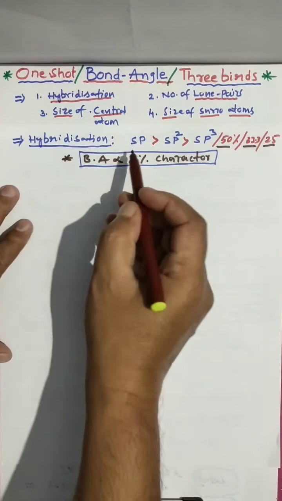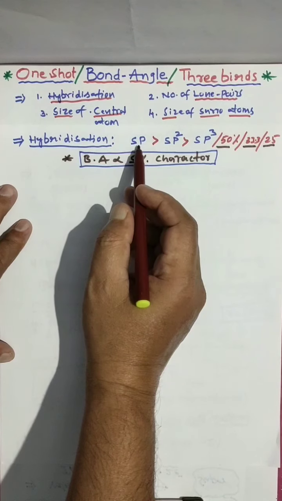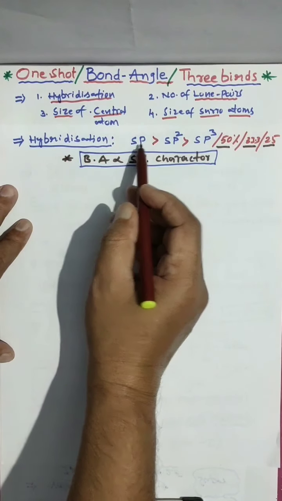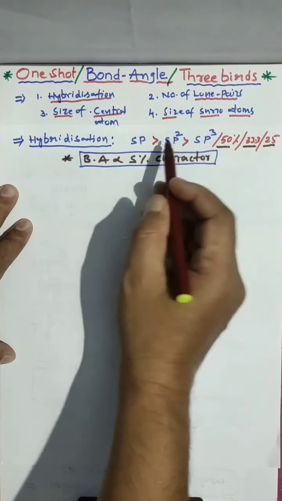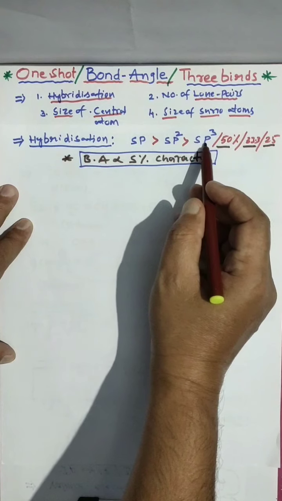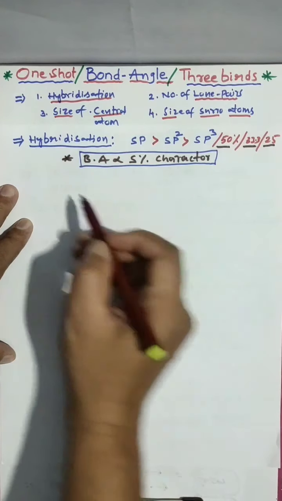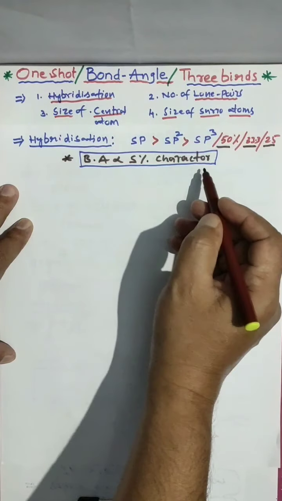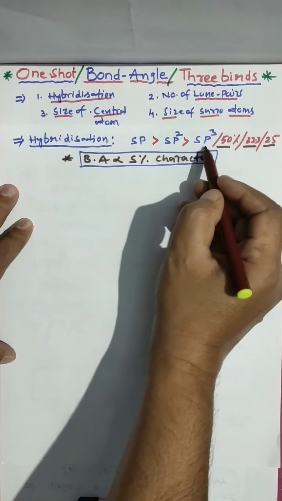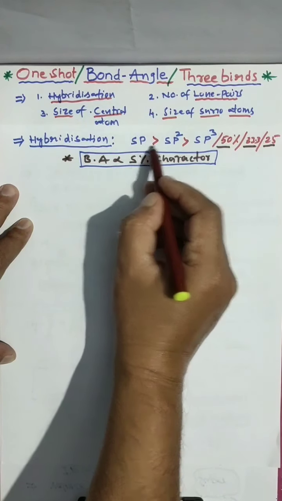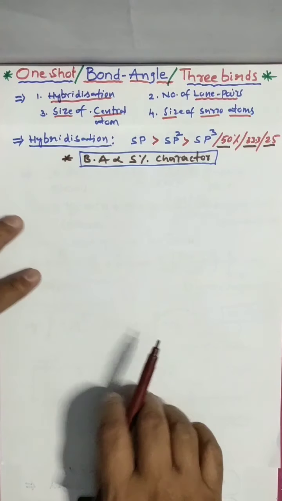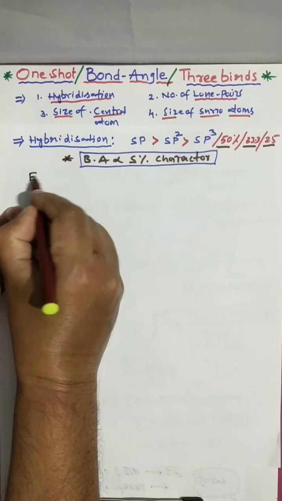So you know how to calculate S character. Total hybrid orbitals here are 2, 100 by 2, 50. Here 3, 100 by 3, 33.3. Here 4, 100 by 4, 25. Bond angle and S character are directly proportional. So S character 50, 33.3, 25. So sp is greater than sp2, and sp2 is greater than sp3. Let me explain with an example.